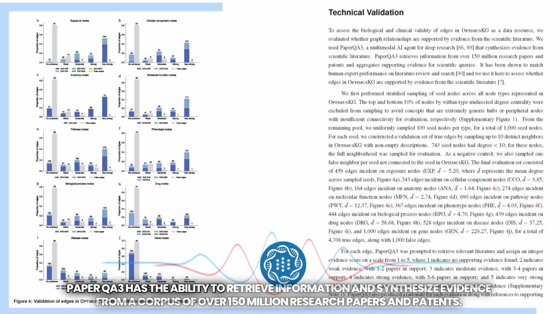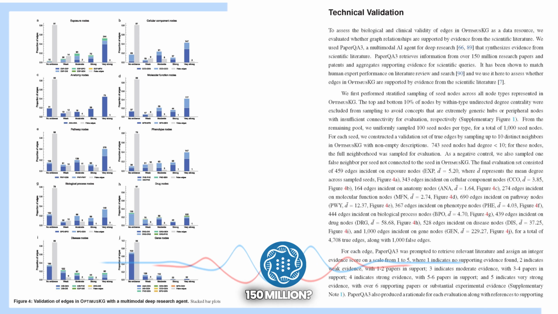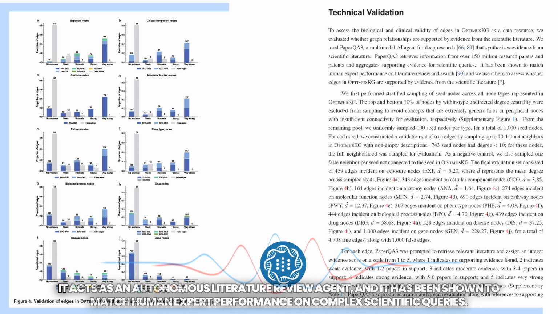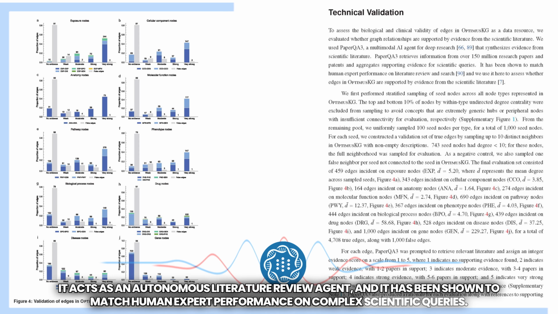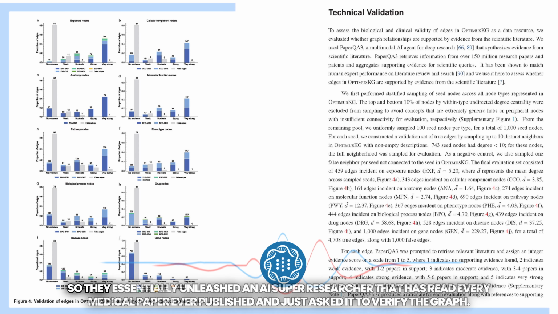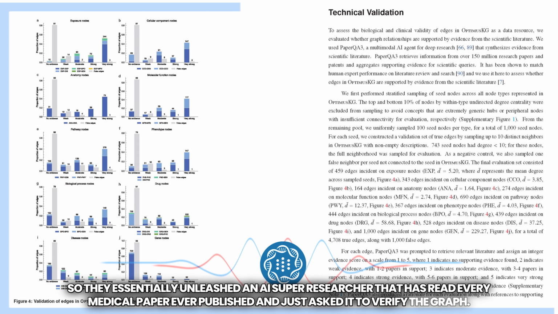iKGJ has the ability to retrieve information and synthesize evidence from a corpus of over 150 million research papers and patents. 150 million. Yes. It acts as an autonomous literature review agent, and it has been shown to match human expert performance on complex scientific queries. So they essentially unleashed an AI super researcher that has read every medical paper ever published and just asked it to verify the graph. Exactly.